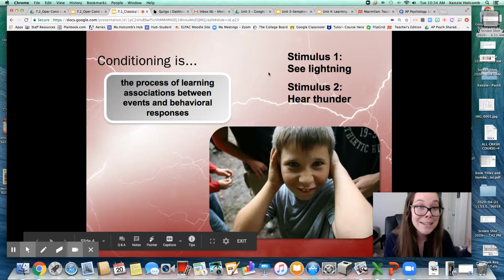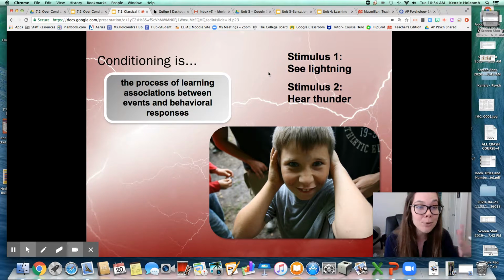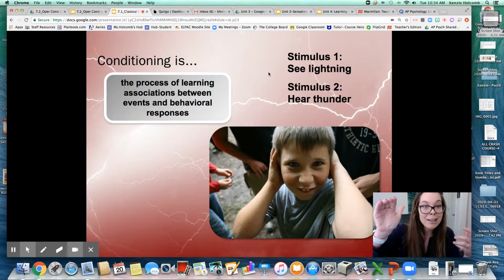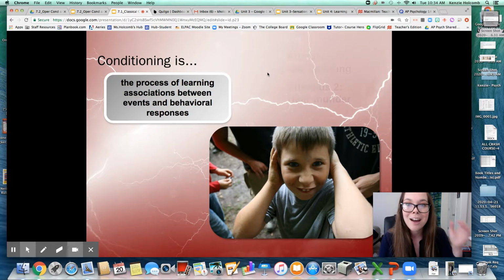So what the heck is conditioning? Conditioning is the process of learning associations between events and the behavioral response. There's a stimulus 1 with a connection to another stimulus. The perfect example is seeing lightning as the first stimulus, and we are already anticipating hearing thunder, because these two stimuli occur close together in time.